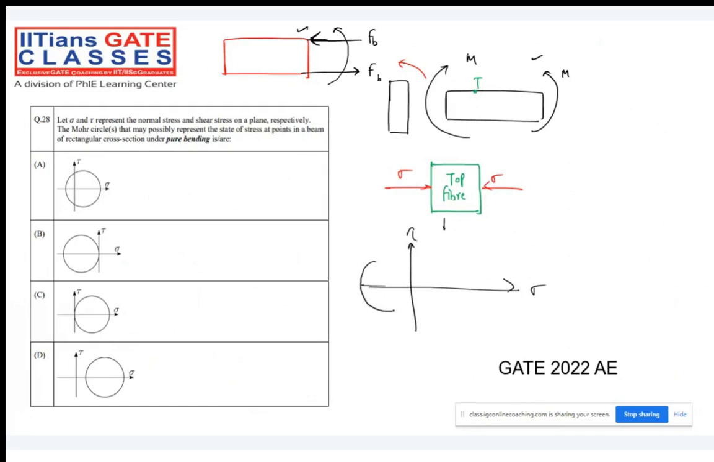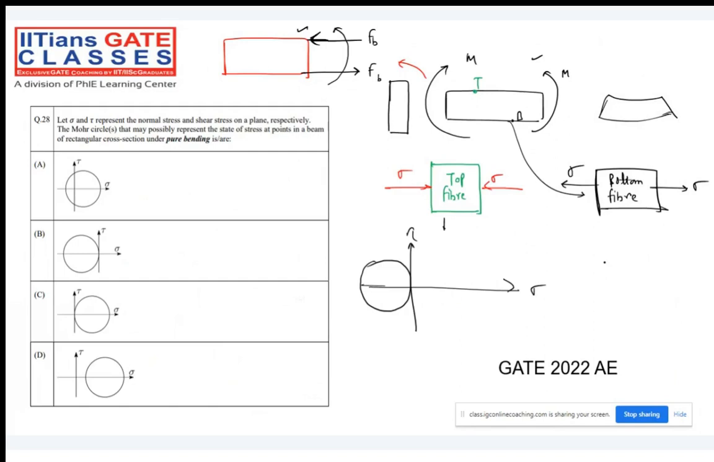This will be the Mohr circle for the top fiber. But the bottom fiber, if I take the bottom fiber, this is going to be subjected to normal stress, something like this, tensile. So when I just plot it, I will be getting something like this. I have discussed how and why and what the procedure is to draw it.